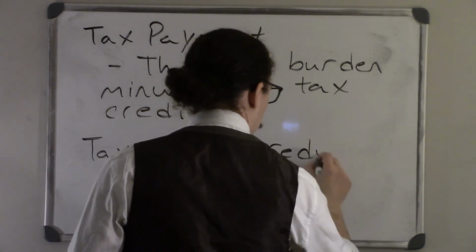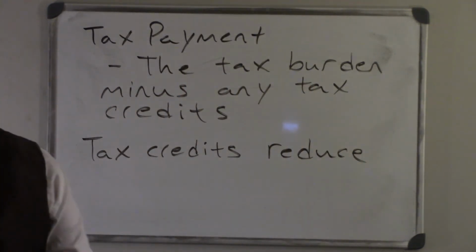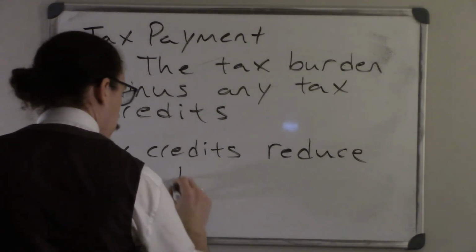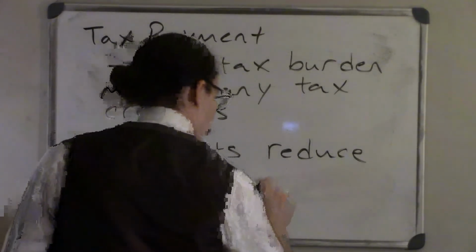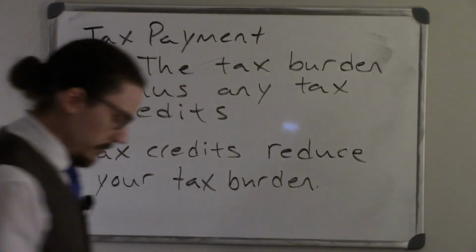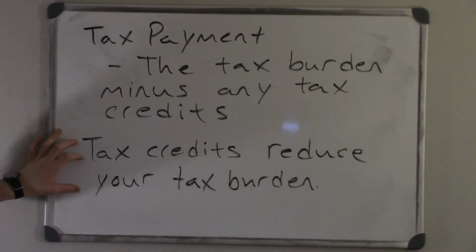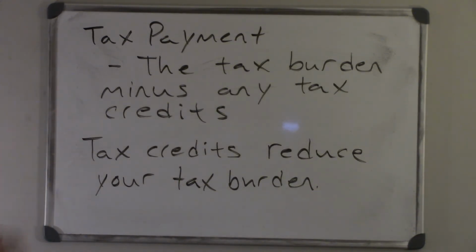All right, and tax credits reduce your tax burden. You probably figured that out from the fact that we said minus. So with our tax credits, these come directly out of how much you are supposed to pay in taxes, right? So there's a distinction between a tax credit and a tax burden.